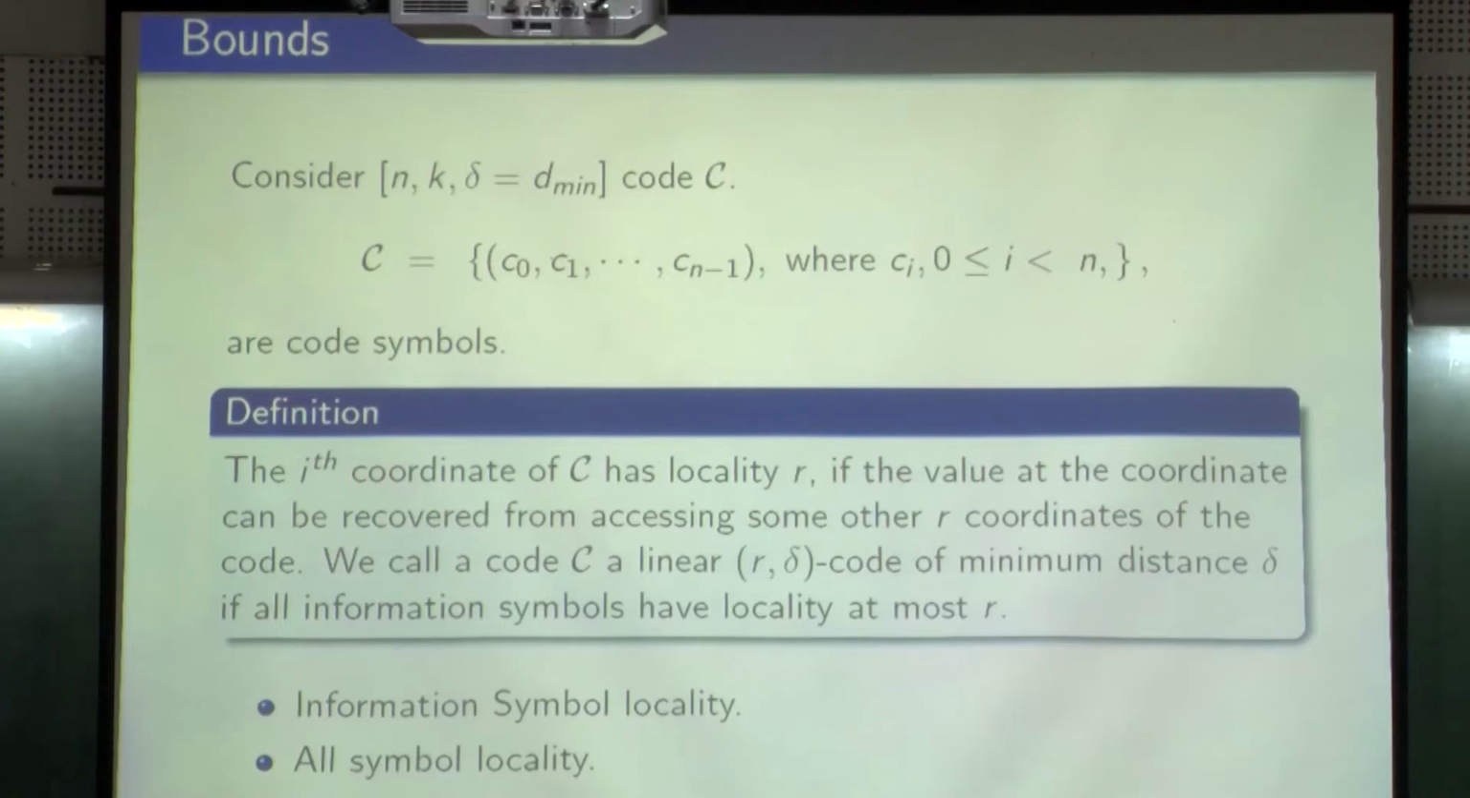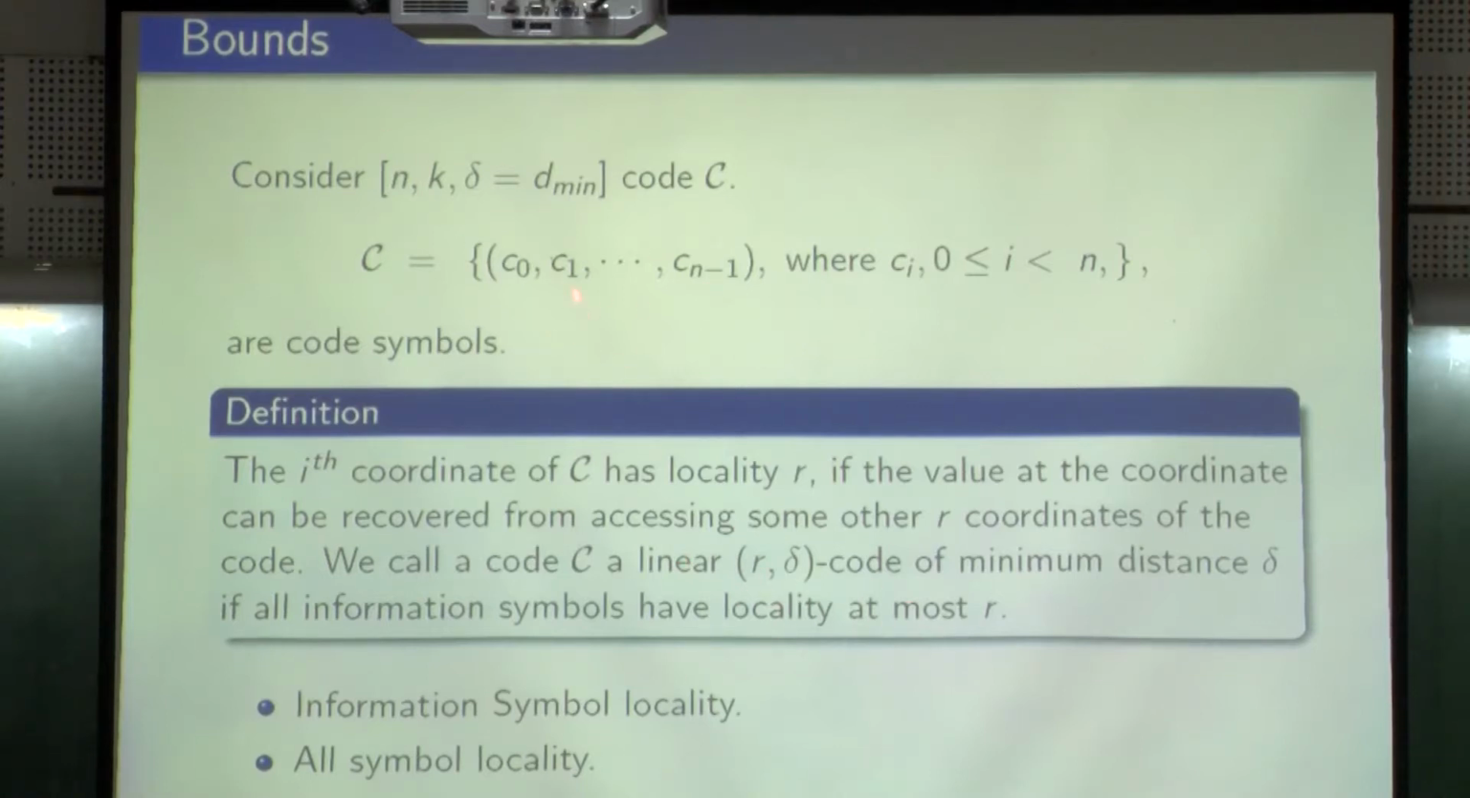So the definition is: the i-th coordinate of c has locality r if the value at that coordinate can be recovered from accessing r other coordinates of the code. We call a code C a linear (r, delta) code of minimum distance delta if all the information symbols have locality at most r. So here r is the locality.